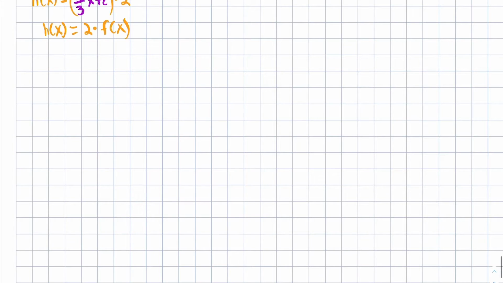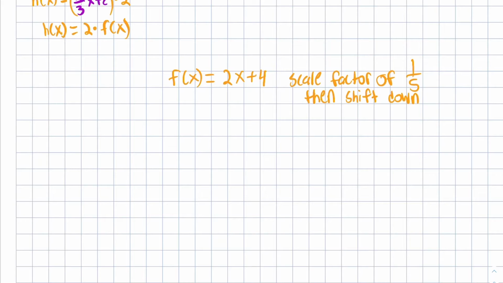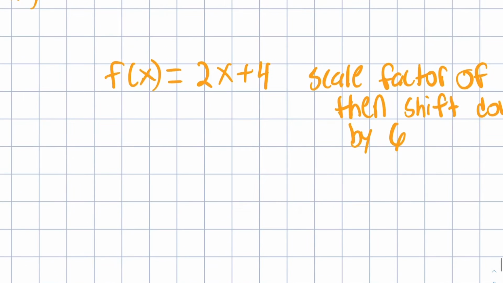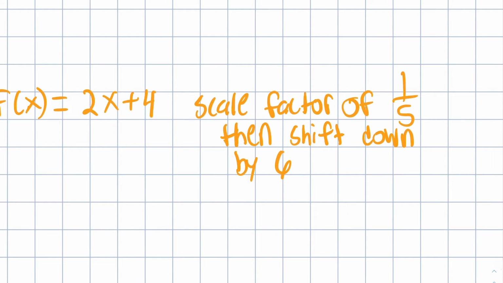So I'm going to make a random equation, and what I want to do is I'm going to have a scale factor of 1/5, then shift down. Whatever you get after you do that scale factor, I want you to shift down by 6. And let's see how that would work. If we're going to do a scale factor, it means we're going to multiply.